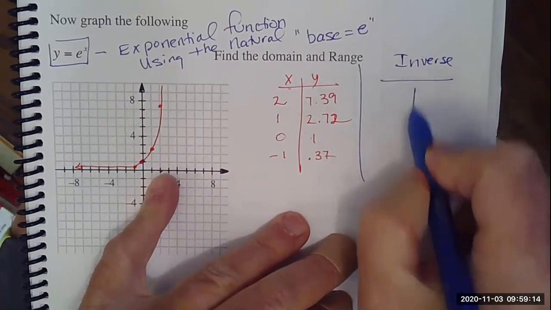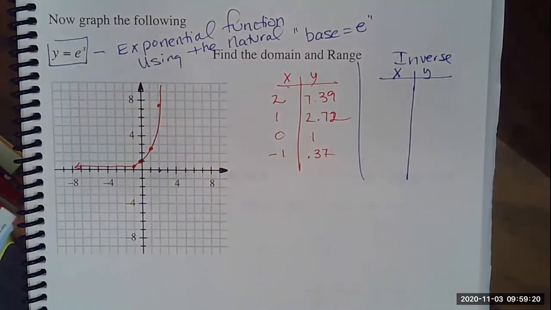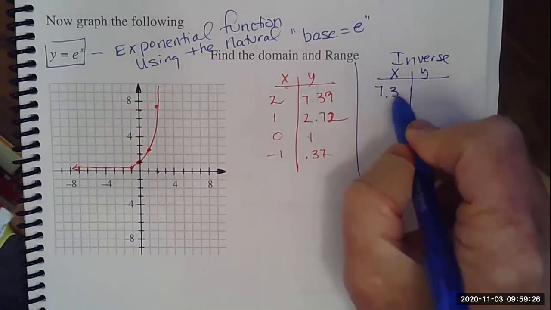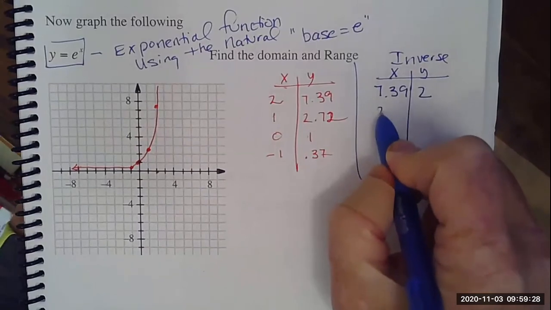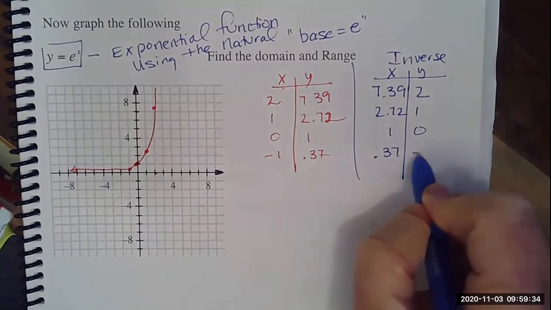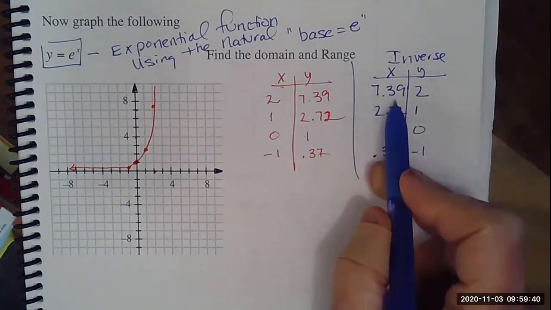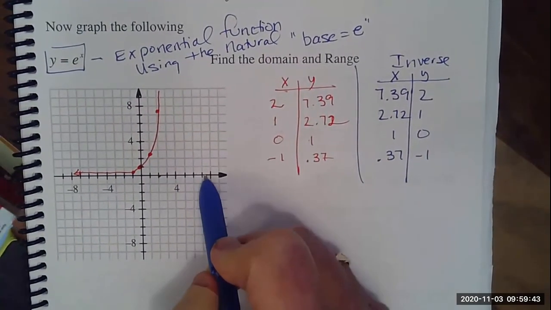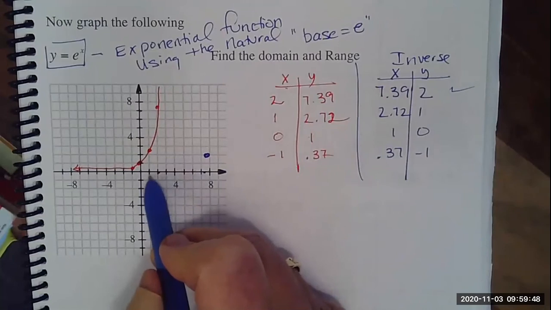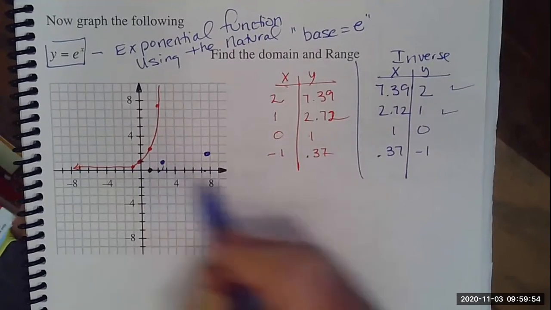So the inverse, if you did the inverse, then you're swapping the x's and y's. So the points would be 7.39, comma 2; 2.72, comma 1; 1, comma 0; 0.37, comma negative 1. So if I plotted those in blue, x is over here, comma 2. Check, 2 points. Check, comma 0. Check.